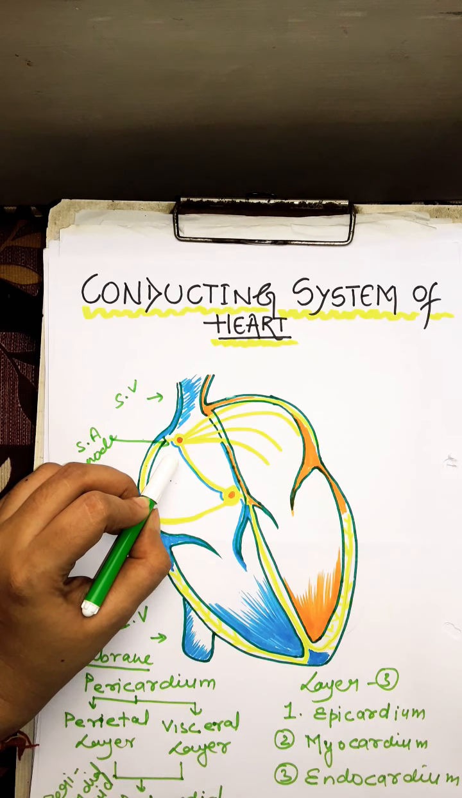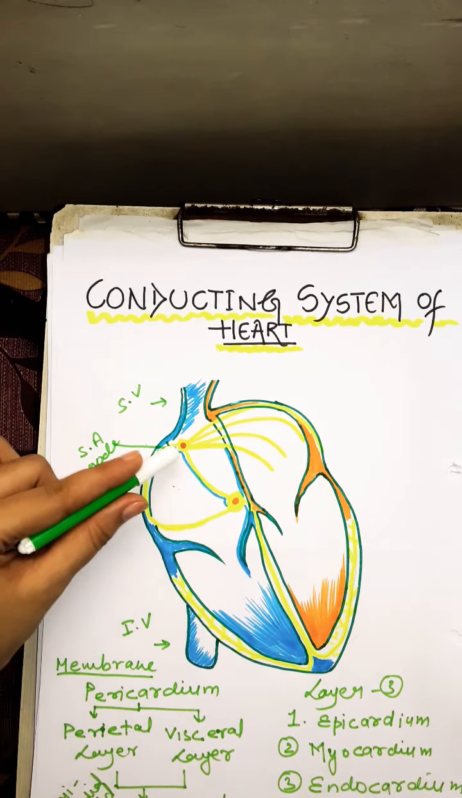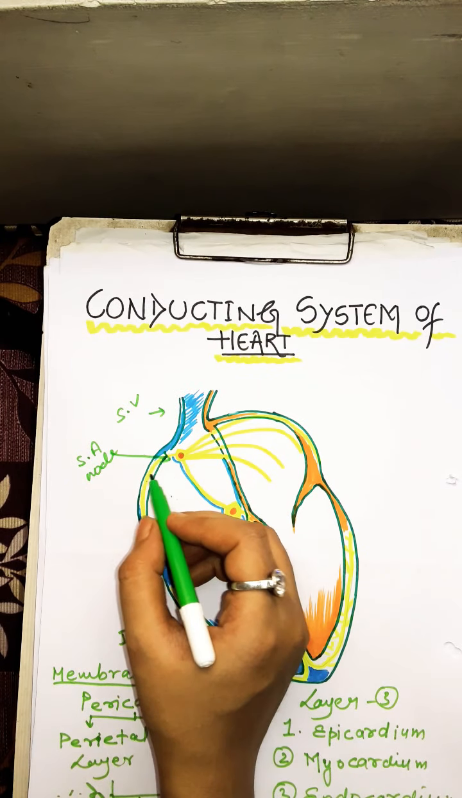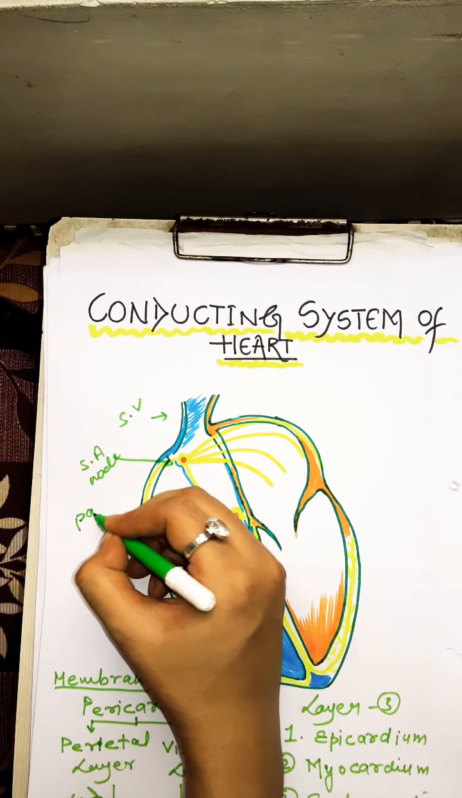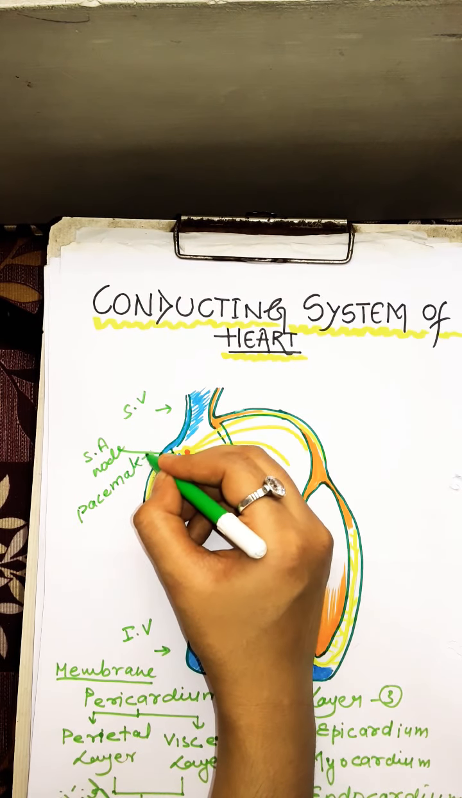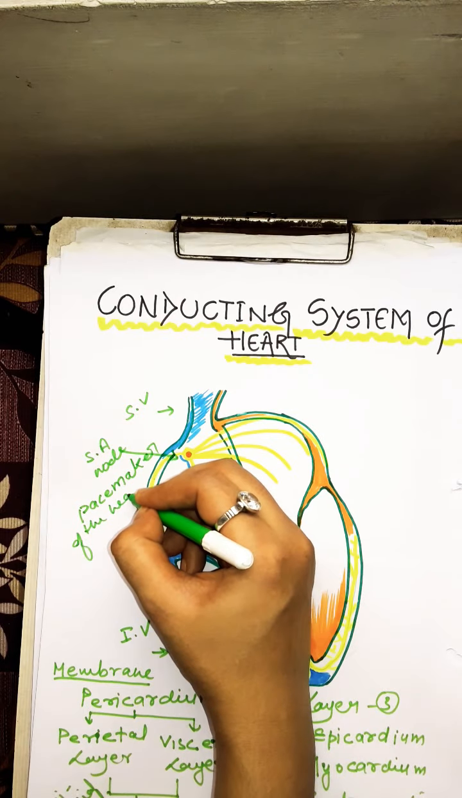Because the SA node discharges faster than any other part of the heart, it sets the heart rate and is called the pacemaker of the heart.